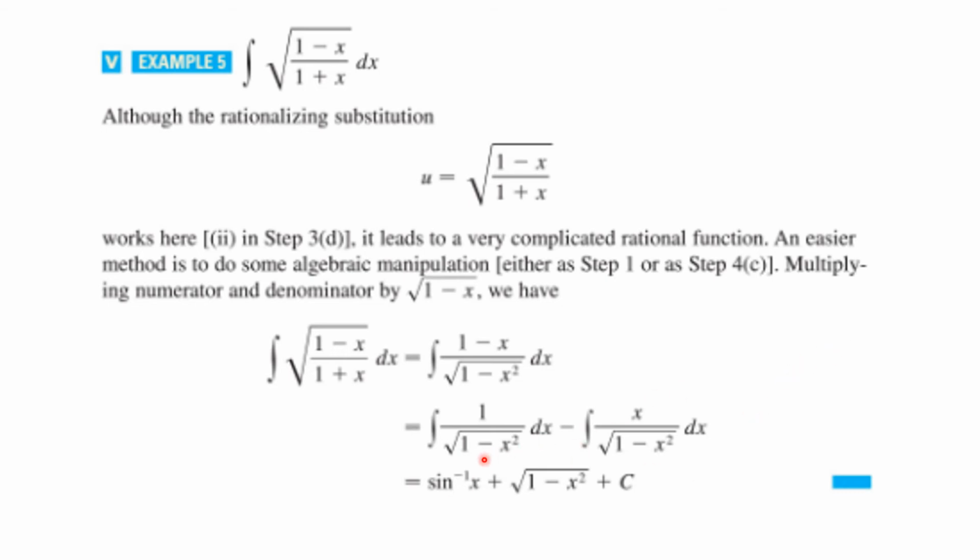This first integral is known to be the arcsine, minus, and this you can let u equal 1 minus x squared, and work through the u substitution, and you get this plus c.